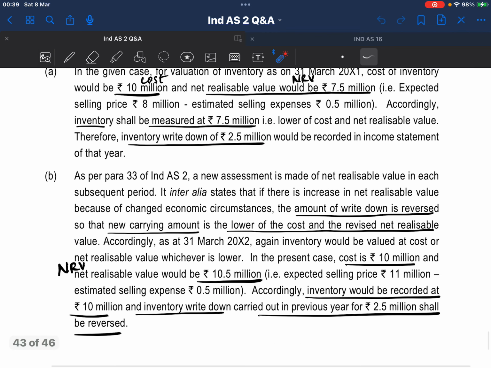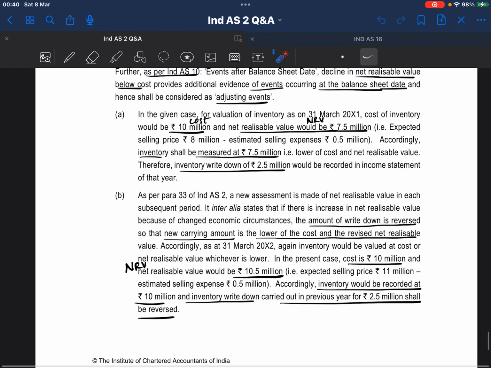In the second part of the question, the amount written down is reversed so that the new carrying amount is the lower of the cost and the revised net realizable value. Cost is rupees 10 million and NRV is 10.5 million, which is 11 million minus 0.5 million. Inventory would be recorded at 10 million and the inventory write down of 2.5 carried out previously shall be reversed.